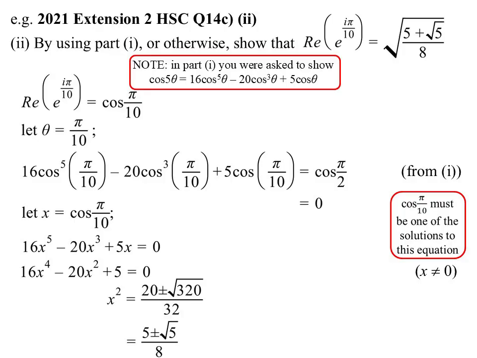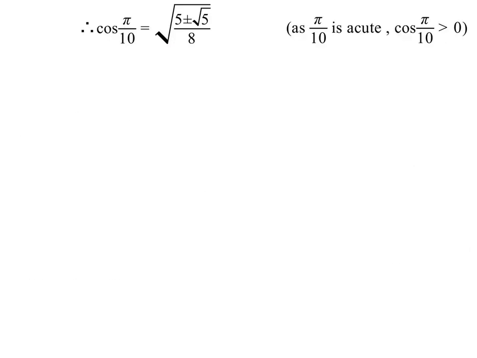Because x squared is 5 plus or minus the square root of 5 on 8, which matches what's inside the surd that we want. Well, that's x squared. I now know cos pi on 10 is potentially one of these two things. I know it's got to be the positive square root, because the one thing I do know about pi on 10 is it's acute. So the cosine is going to give me a positive answer. So it's not going to be the negative square root, it must be the positive square root.